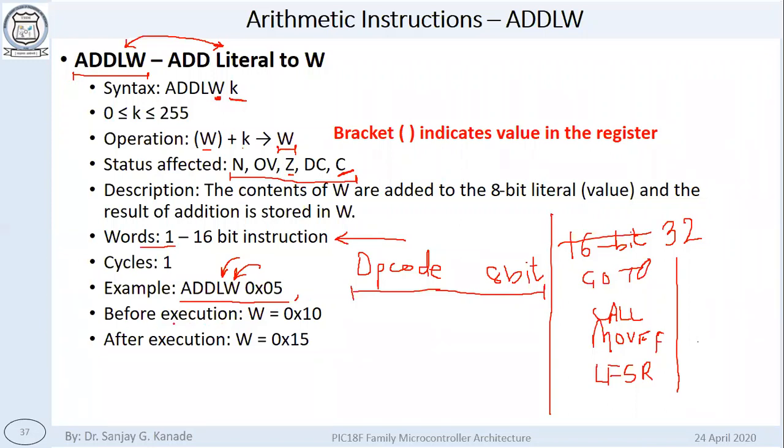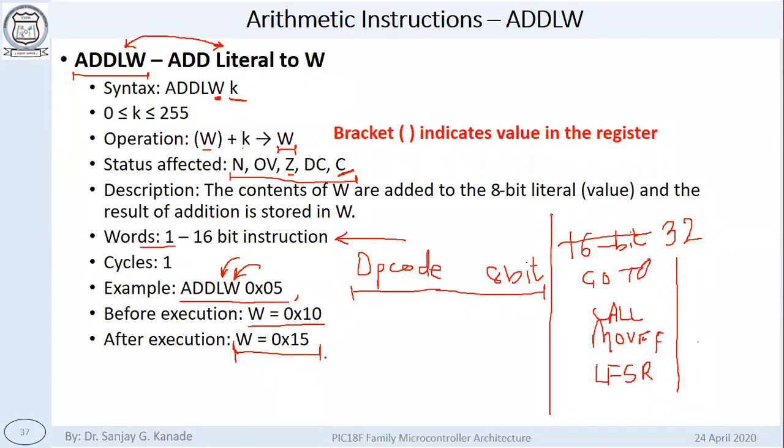Now let's say before execution of this instruction, W is 0x10. If we run this instruction, what will happen? The value of W, which is the hexadecimal value 10, and the literal value 05 hexadecimal will be added, and the result of the operation, which is 15 hexadecimal, will be stored in W.